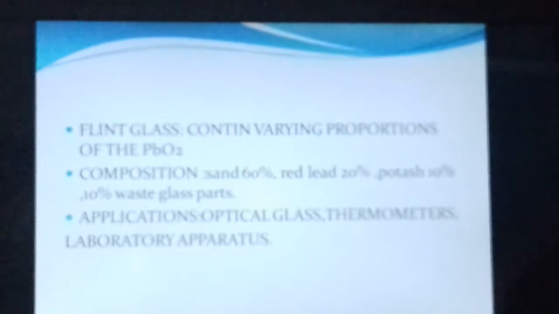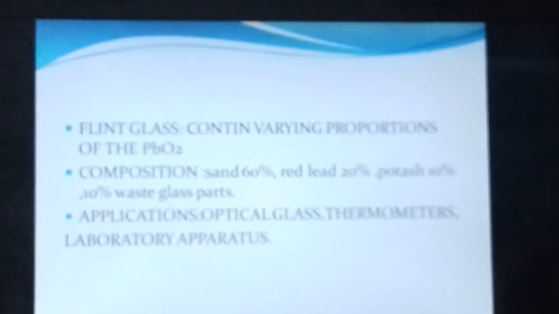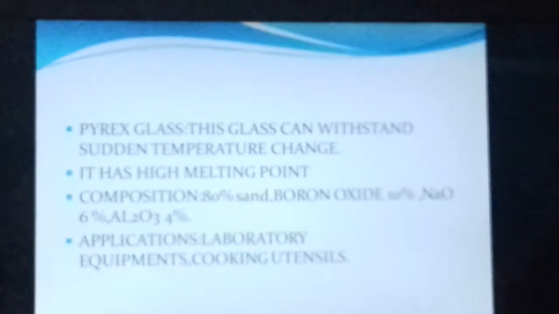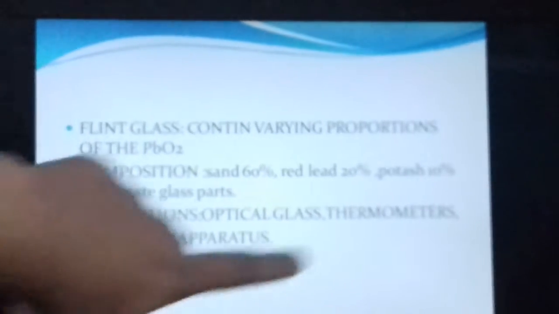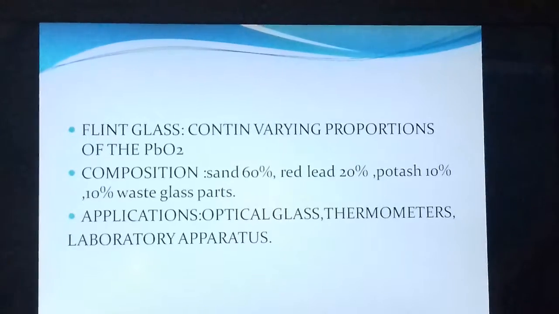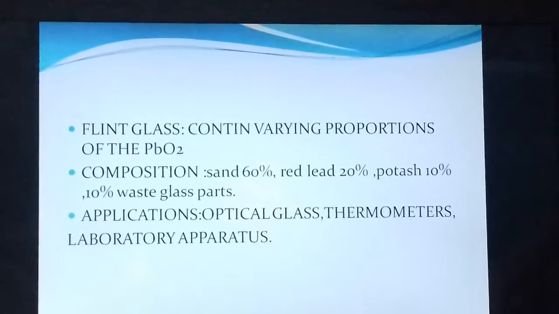So in every glass, the greater percent is sand, and then red lead 20%, potash 10%, and 10% waste glass pieces. Also, I forgot that flint glass is also used for the optical glasses which we use in our daily life. The lenses, concave lens, convex lens, all the lenses are made of flint glass.